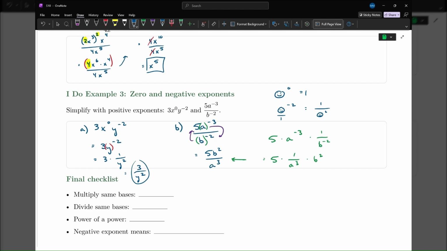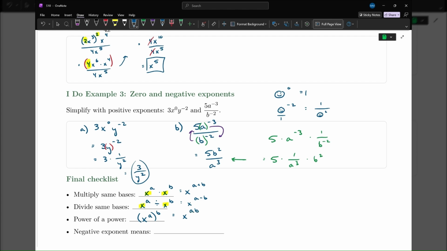Final checklist here. If you're multiplying the same bases, the product rule just says, if you have x to the a times x to the b, that's x to the a plus b. Division is the exact opposite. If I have x to the a divided by x to the b, I have x to the a minus b. Notice for both of those, the bases do have to match. If they don't match, you've got nothing. Power of power says if you have x to the a all raised to the power of b, it's x to the a times b.